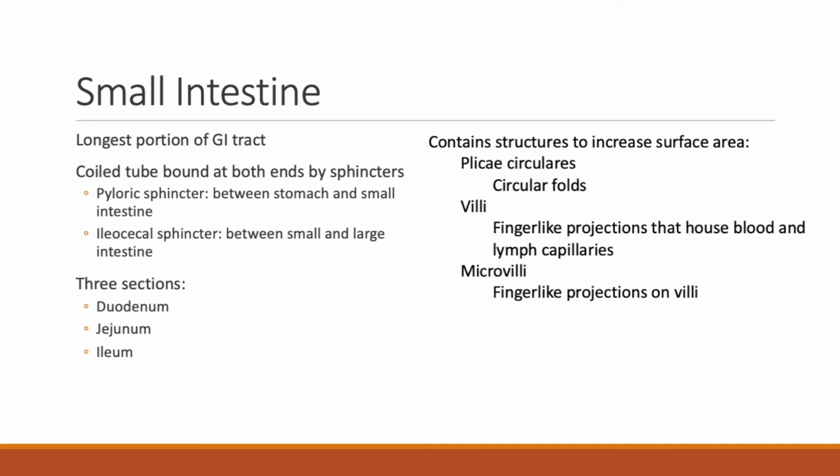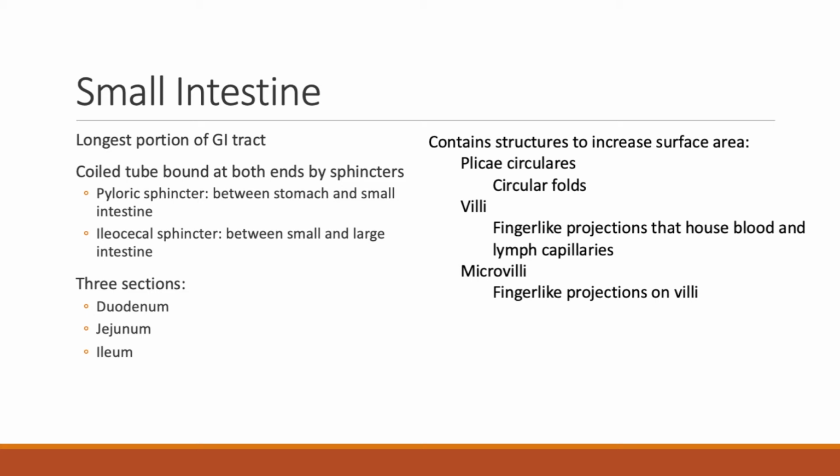Into the small intestine, we have the largest portion of the GI tract. It's a coiled tube bound at both ends by sphincters. The pyloric sphincter, which we just discussed, goes between the pyloric section of the stomach and then the duodenum. The ileocecal sphincter is between the large and small intestine. The ileum is the lowest part of the small intestine, and the cecum is that little area that is attached as part of the large intestine, but we don't hear about it much.